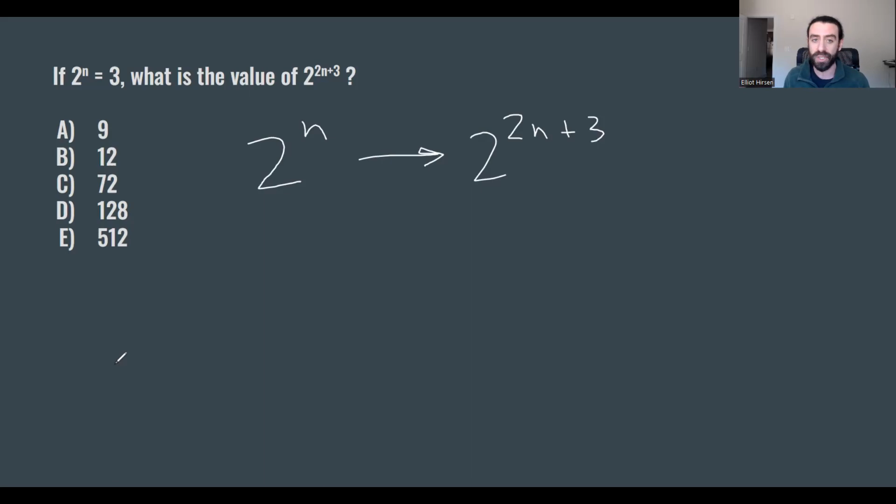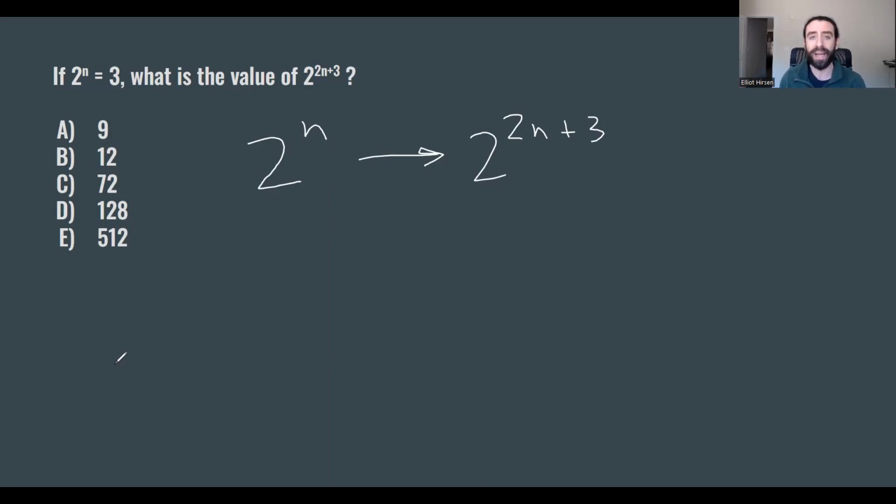Okay, so first, we have just n by itself in the first expression. In the second one, it's 2n, it's multiplied, and it's plus 3. So let's let order of operations work for us. We know that we're going to want to multiply before we add, so let's worry about the plus 3 in a later step. Let's first say, how would we go from just n in an exponent to 2n in an exponent?